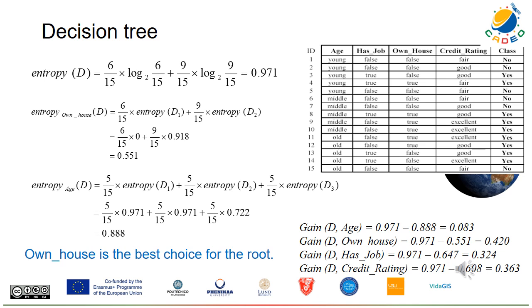For the own house attribute, we can also calculate the information gain, which is the difference between 0.971 and 0.551. The information gain is 0.42. Similarly, we can get the information gain for the has job attribute and the credit rating attribute. They are 0.324 and 0.363. Here we can see the own house attribute has the highest information gain, so own house is the best choice for the root. From this whole calculation process, now we understand how to select the attribute for partitioning.